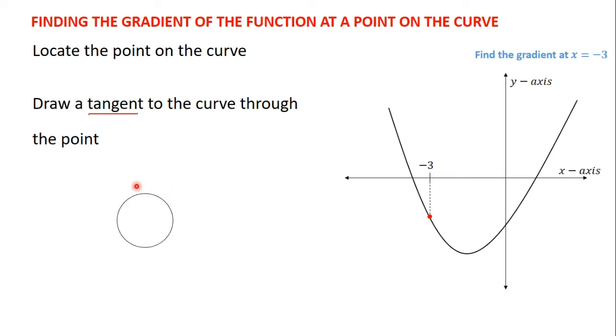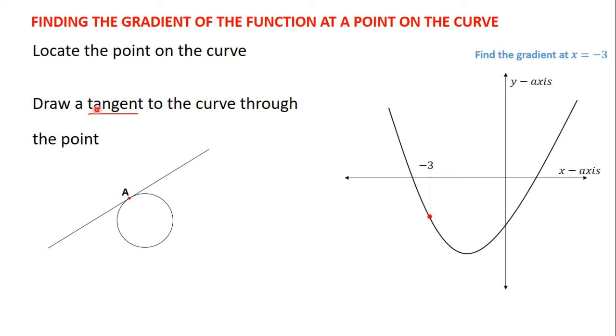Let's say that we have this circle here and there is a point on this circle. We are going to call that point point A. The tangent to this circle at point A is a line drawn to touch the circle at point A. So this line is known as a tangent.